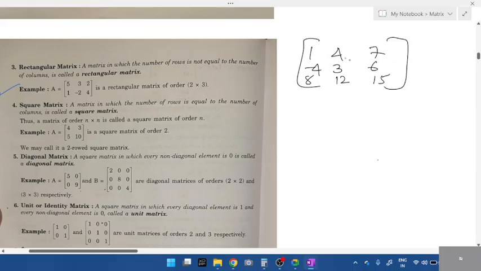Everything has a number. In this, what are the diagonal elements, students? What are diagonal elements? 1, 3, 15. Remember this: diagonal matrix is different.